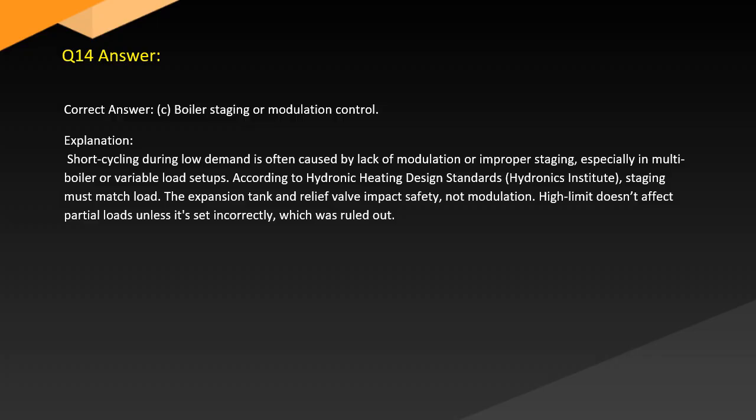Answer. Correct answer: C. Boiler staging or modulation control. Explanation. Short cycling during low demand is often caused by lack of modulation or improper staging, especially in multi-boiler or variable load setups. According to hydronic heating design standards, Hydronics Institute, staging must match load. The expansion tank and relief valve impact safety, not modulation. High limit doesn't affect partial loads unless its setting is incorrect, which was ruled out.